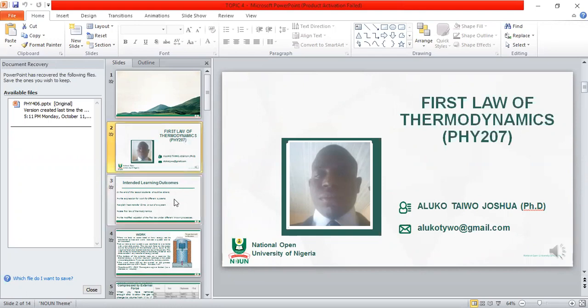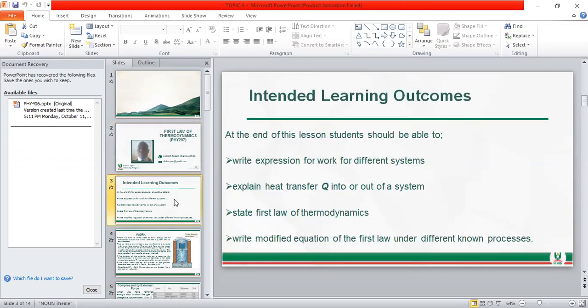So I said today we're talking about the first law of thermodynamics. Intended learning outcomes: at the end of this lesson, students should be able to write expressions for work for different systems, and explain heat transfer into or out of a system.